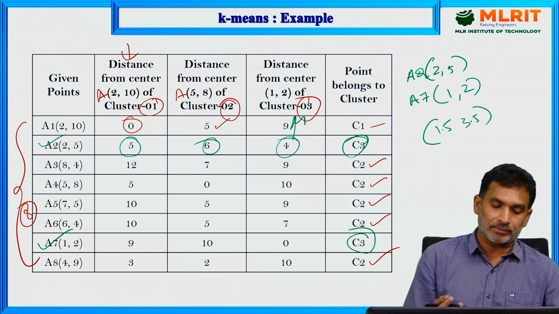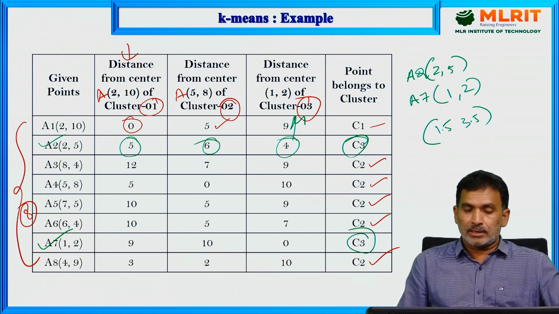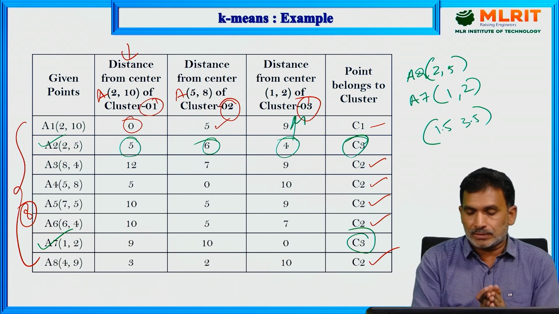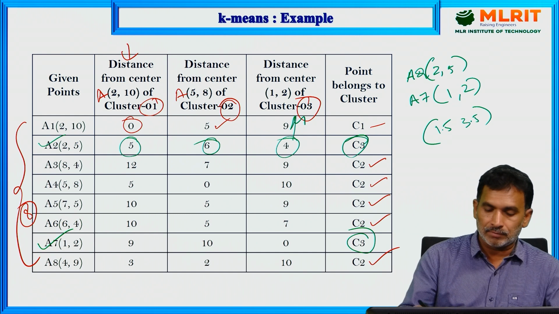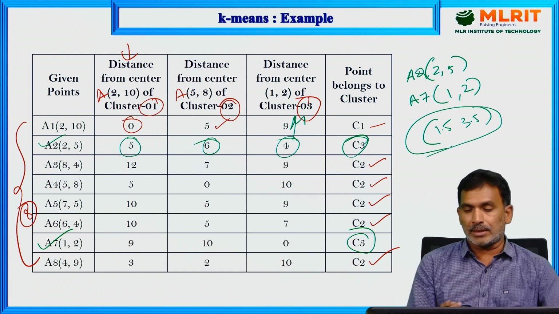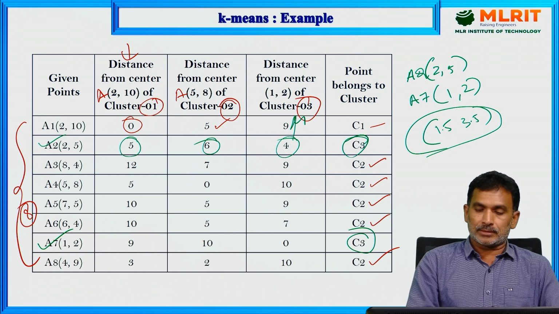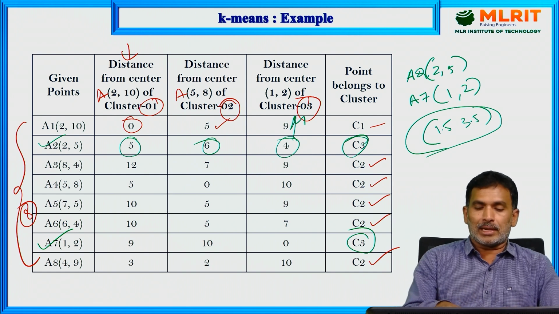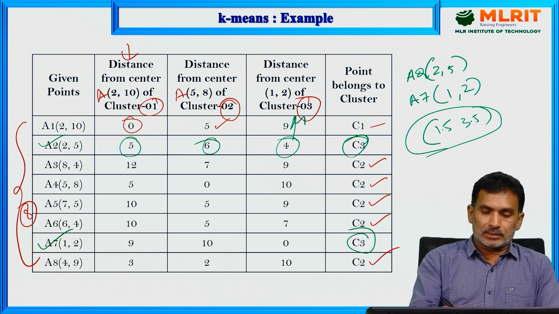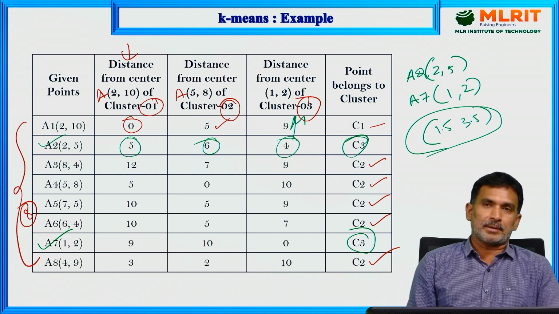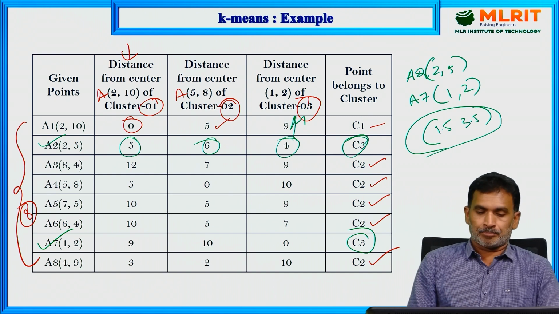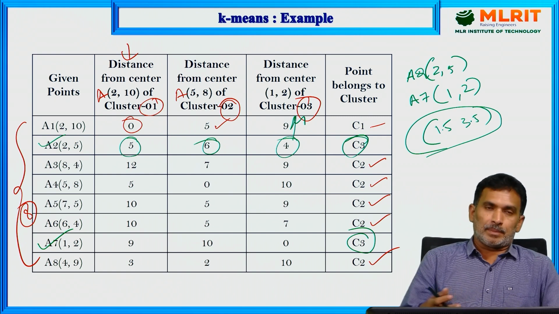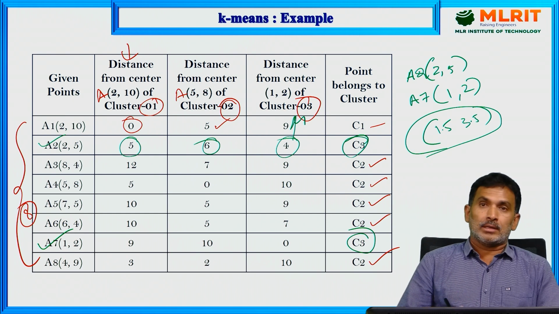Similarly, the rest of the data points would be assigned, and once we do this clustering, we'll find the center by taking the average of the data points. Then again we'll calculate the distances like this, and again we'll reassign the data points. So this process would be repeated until there is no further reassignment.